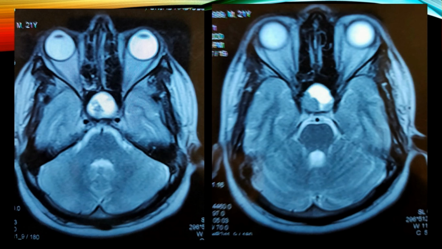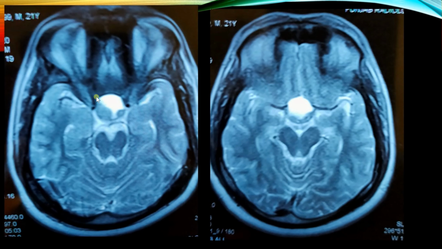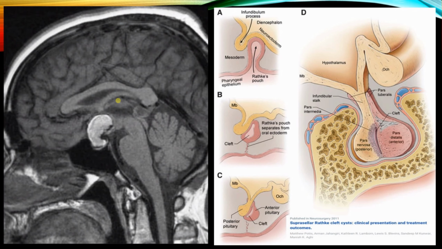Here you can see an axial MRI scan on T2 weighted. You can see this is the lesion. Craniopharyngiomas can be cystic or they can be solid. This is the whitish lesion which you're seeing on a T2 weighted scan over here. If you look at the pathology, it is a remnant of the Rathke's pouch, which comes from the pharynx. Here you can see the craniopharyngioma pressing the optic nerve.